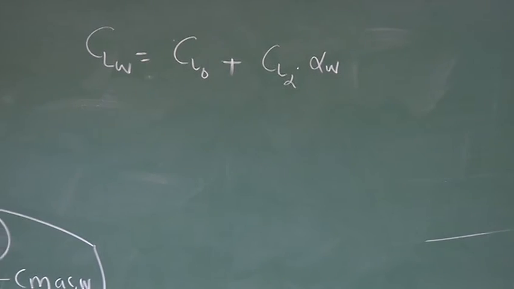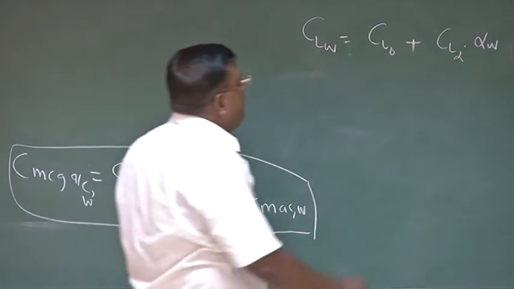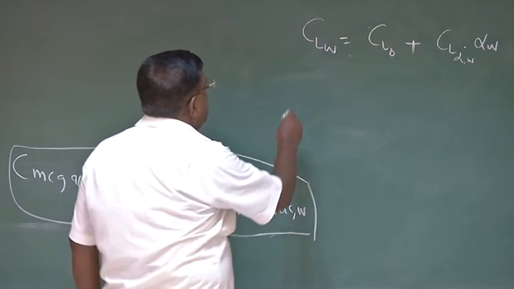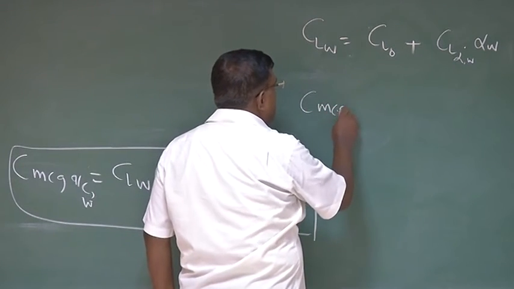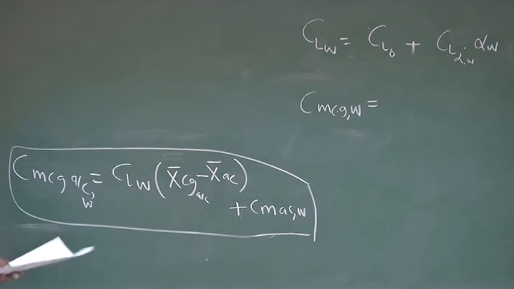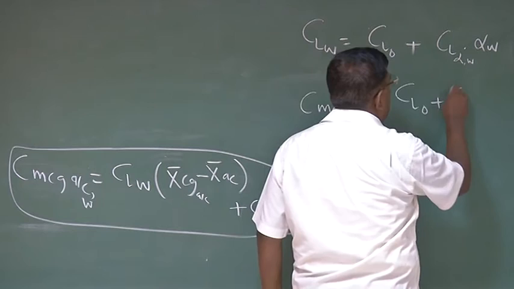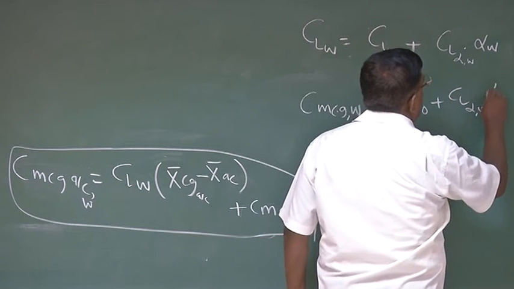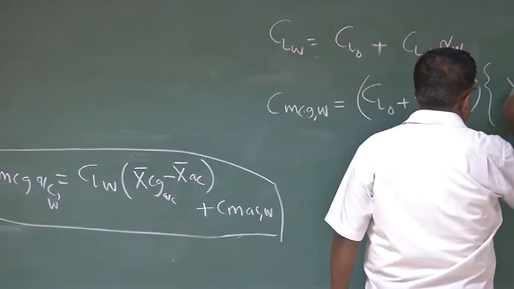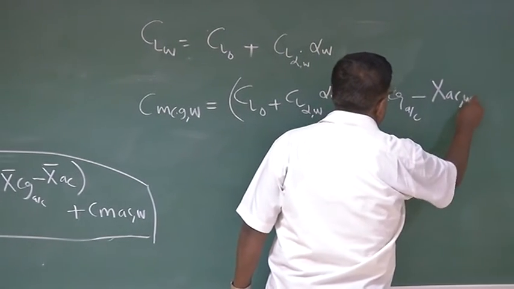Okay, so we substitute here. Instead of CL wing, we will be writing CL naught plus CL alpha of the wing into alpha wing. So this is CL alpha of the wing. Here you should be careful. So if I do that, then what do I get? I get CM about CG because of wing is, of course, CM CG, which is of the aircraft, which is redundant, equal to CL naught plus CL alpha of the wing into alpha of the wing, into XCG bar of the aircraft minus X AC of the wing.